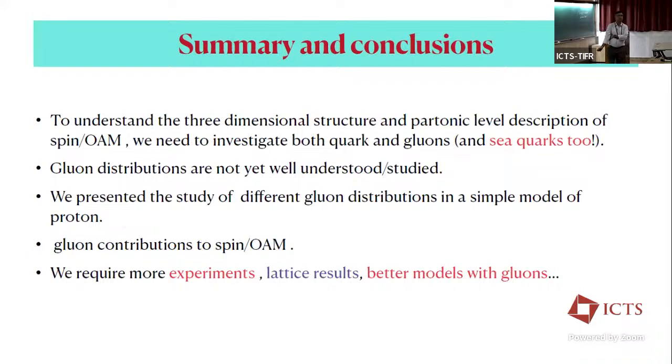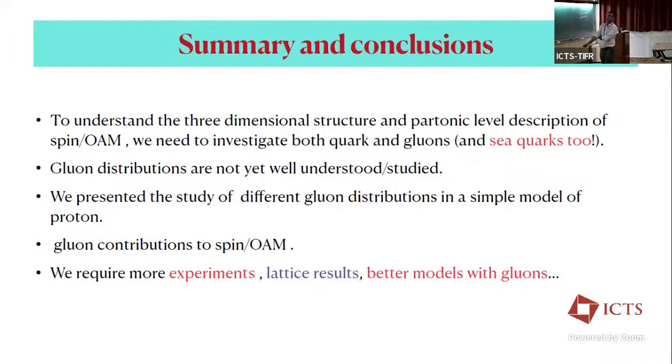Okay, so let me finish with the summary and conclusion. To understand the three-dimensional structure and partonic level description of the spin and orbital angular momentum, we need to investigate both quarks and gluons. Not only quarks and gluons, you also need to understand the charm quark contribution too, and there will be one talk on this charm quark also. These gluon distributions are not yet well understood or studied, so we need to put more effort to understand them. Otherwise, the complete structure of the proton will not be understood.